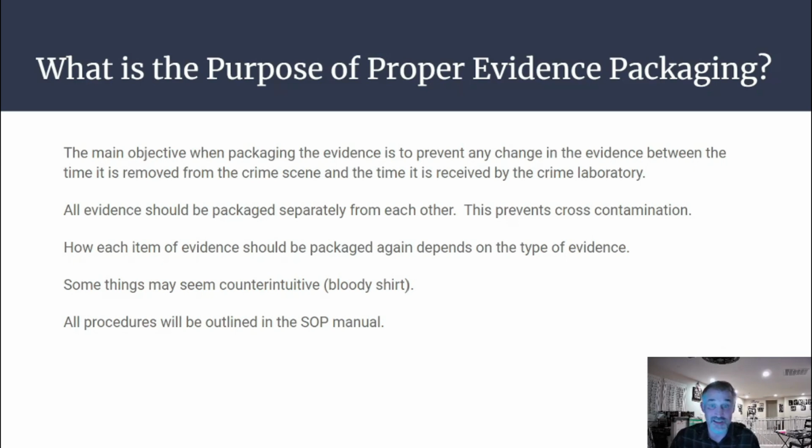All evidence should be packaged separately from each other. This prevents cross-contamination. So even if you have shell casings and you're sure they're from the same gun, you would not pick up each shell casing and put them in the same package, because they would bang or scratch each other and cause additional striations or markings on the casings themselves. So you would actually individually wrap each casing, okay? And that helps prevent cross-contamination or any damage that can occur.